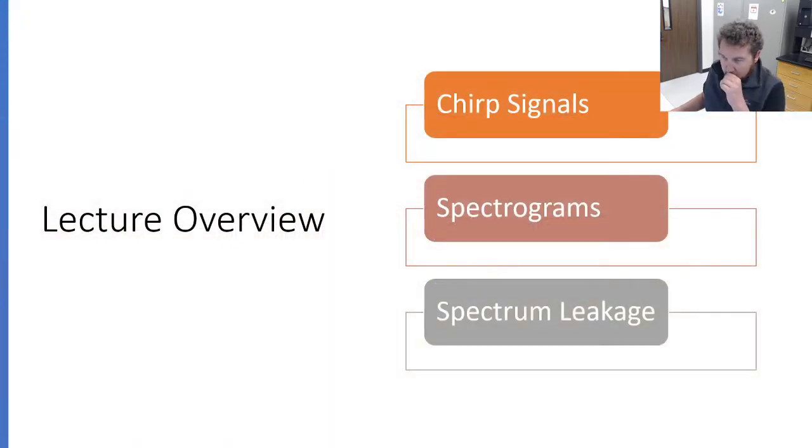All right. So today's lecture is all about non-periodic signals, what we're going to call chirp signals moving forward. There's really three main topics that we're going to hit today. One is what is a chirp signal? We're going to talk about spectrograms. And then we're going to talk about an interesting concept called spectrum leakage, which is an interesting byproduct of taking the Fourier transform of a non-periodic signal.